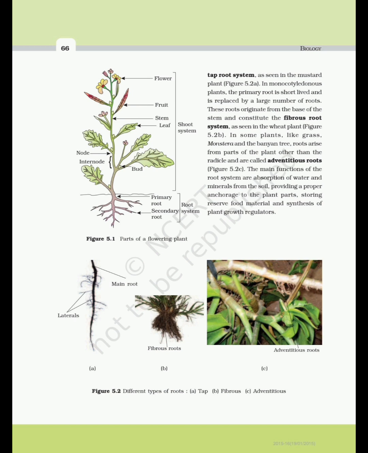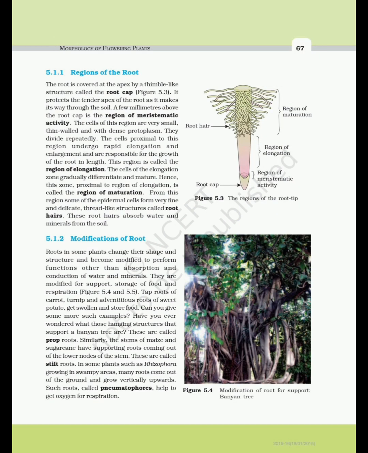Figure 5.2c. The main functions of the root system are absorption of water and minerals from the soil, providing proper anchorage to the plant parts, storing reserve food material and synthesis of plant growth regulators. Figure 5.2: Different types of roots. A. Tap. B. Fibrous. C. Adventitious. 5.1.1 Regions of the root.